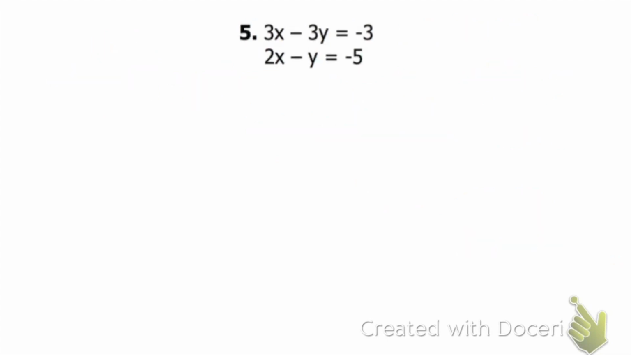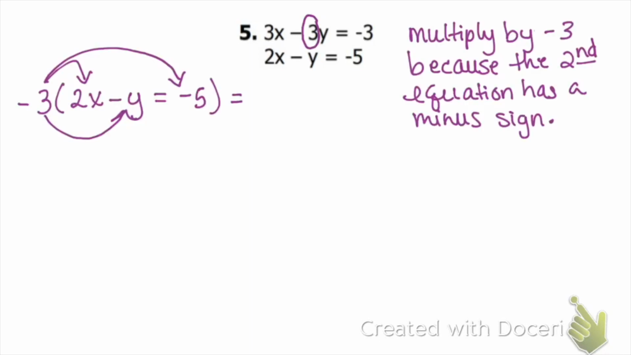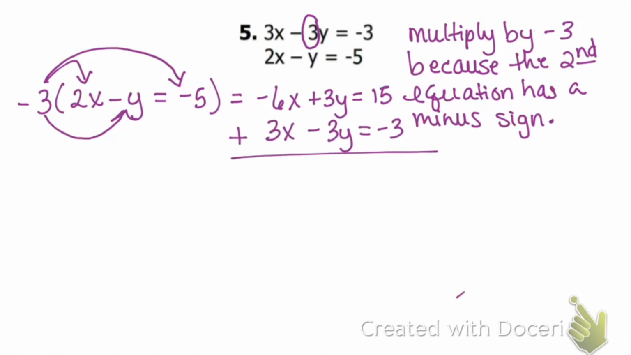All right, so for number 5, you're going to multiply by negative 3 because the second equation already has a minus sign. So if we multiply by negative 3 in the second equation, it's going to make us have a positive 3y, which will cancel out the y term. So when you multiply negative 3 by everything, you get negative 6x plus 3y equals 15. So now we're going to add those two equations together.